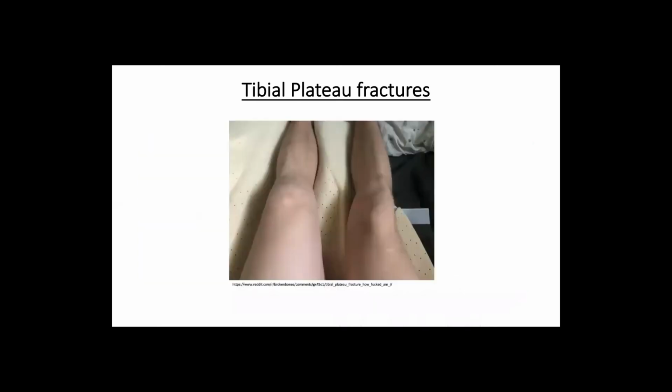So you can see here, this is just a picture I grabbed off Reddit. This gentleman has been in a road traffic collision, and you can see his leg is significantly swollen both in the thigh and the knee. Okay, this gentleman would be unlikely to be able to weight bear coming into the department, and it would be acute pain.